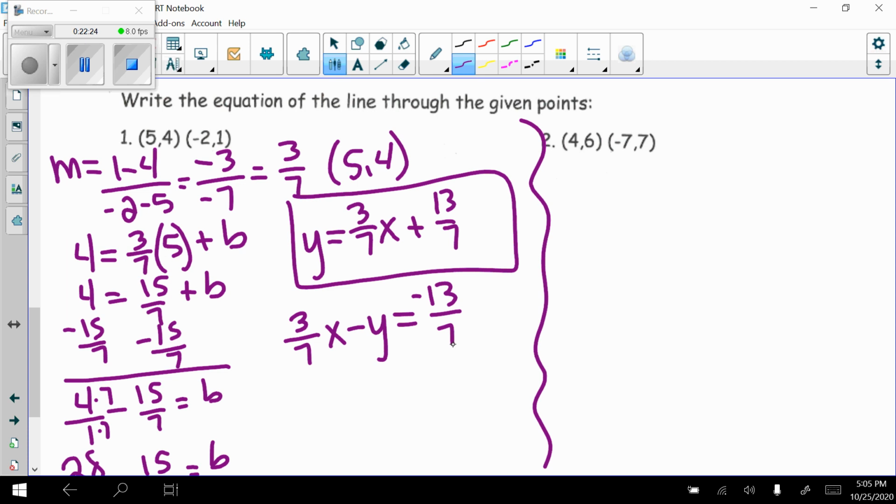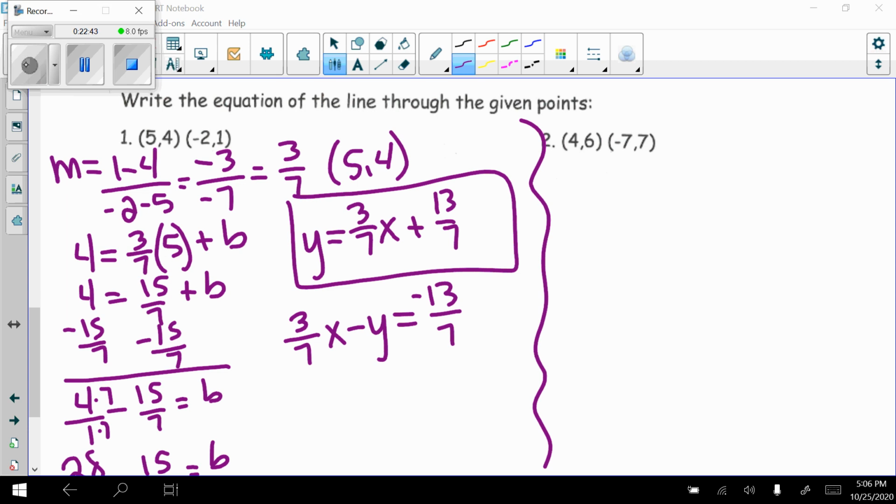I'm not in standard form yet because what's wrong with the number in front of x? It's a fraction. I can't have a fraction in front of x for standard form. I can have a fraction anywhere else, just not in front of x. I have to get rid of the fraction. I only need to get rid of the denominator.